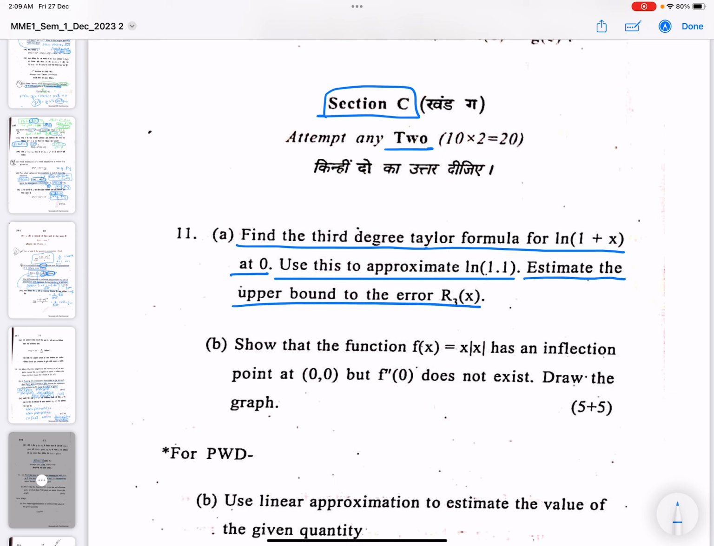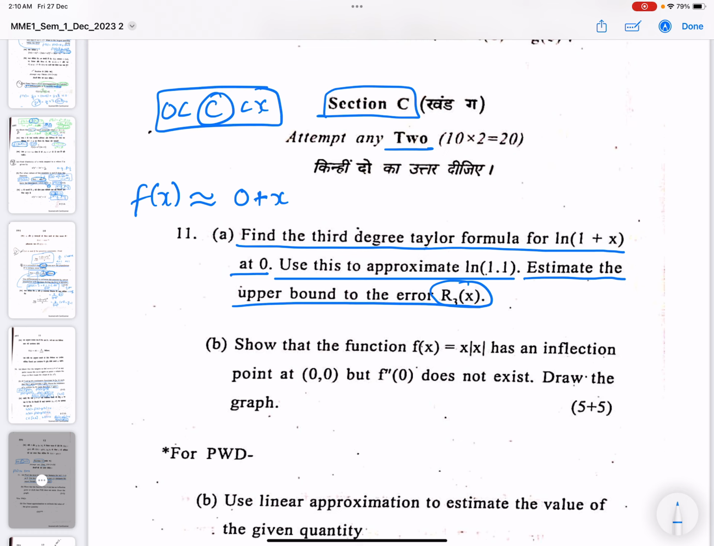R3(x). Now we know the Taylor formula would give us the approximation, and since we are asking for a third degree approximation, the fourth derivative would give us a value. The fourth derivative would give us the value at the constant c that we consider, which lies between 0 and x.